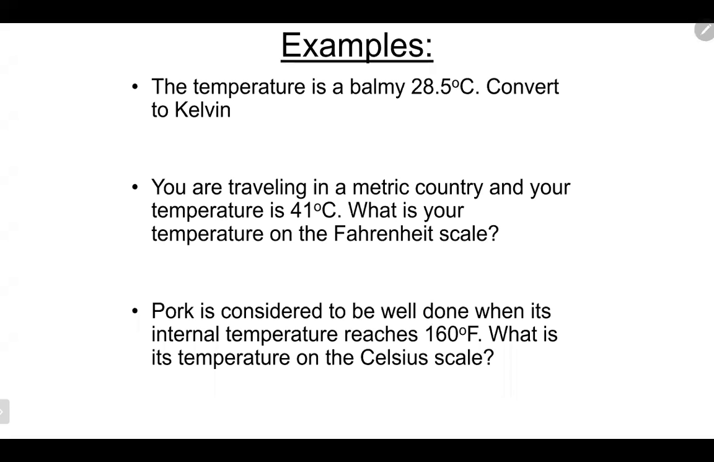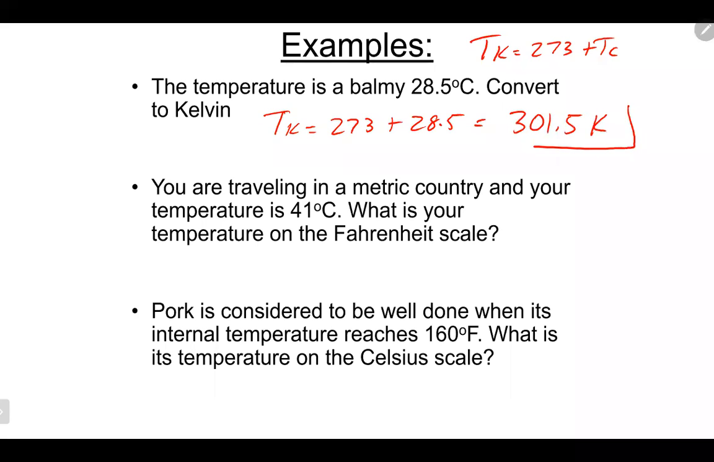Okay, let's take a look and see how we're doing. So the first one here, we've got a temperature of 28.5 degrees Celsius. We want to convert it to Kelvin. So that's going to be temperature in Kelvin is equal to 273 plus our temperature in Celsius. So we'll take our 273. If you want to use the 273.15, you can, but most people just use 273. And if we do that there, we do get an answer of 301.5. Again, this would be Kelvin, no degree unit there, just 301.5.